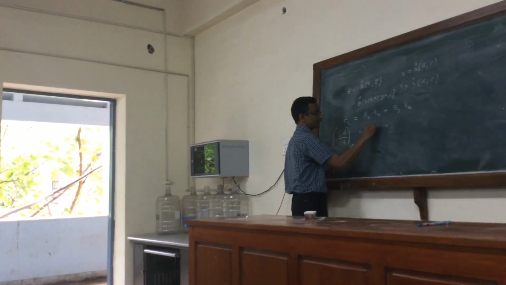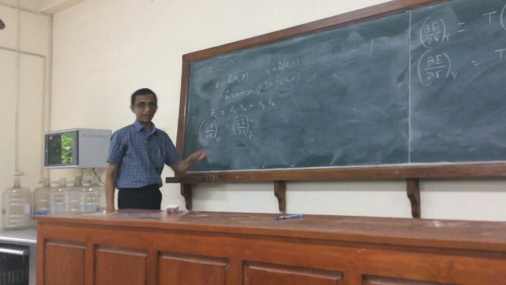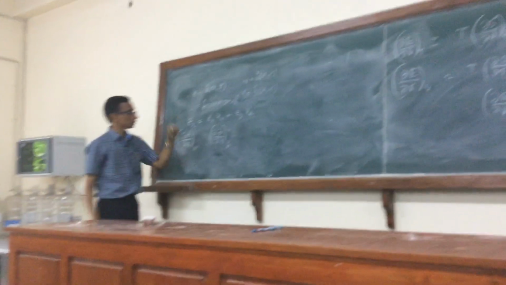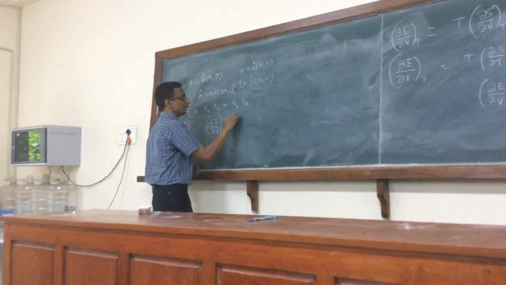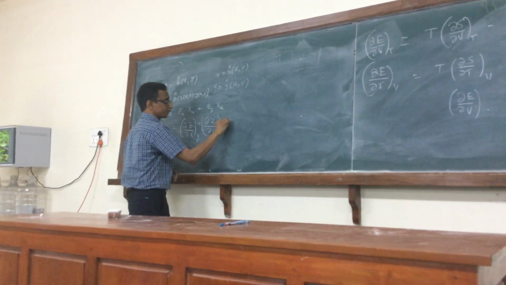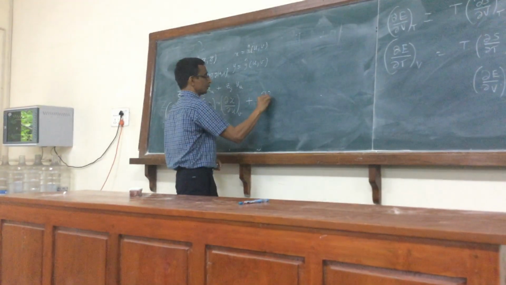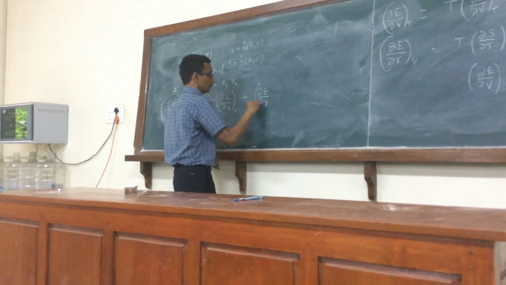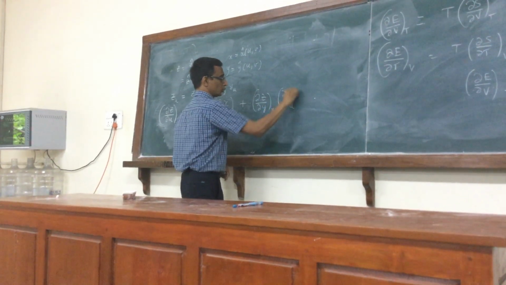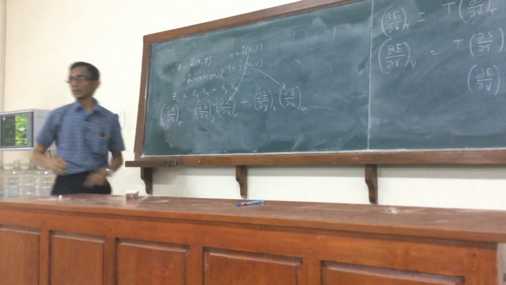Now this is dz by dx, y fixed. That means I'm looking at the original function, times dx by du with v fixed, plus dz by dy, again x fixed, and dy by du. So here I am talking about these representations.